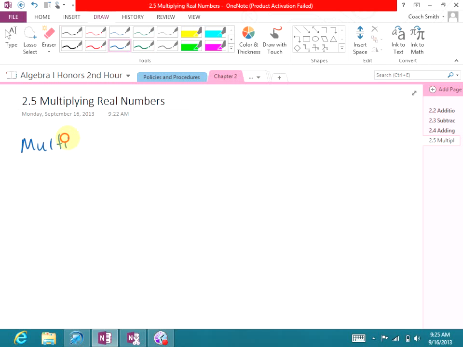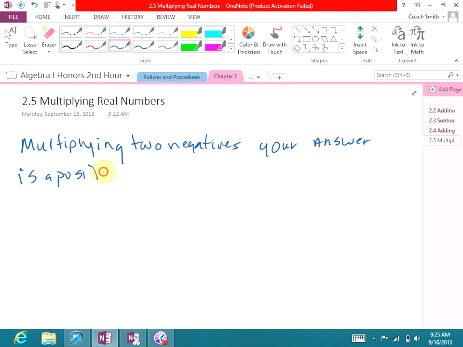When you're multiplying two negatives, your answer is a positive. That's the biggest one that people have trouble with, because when we're adding two negatives, obviously the answer is negative. But we're talking about multiplication. So when you're multiplying two negatives, your answer is always positive.